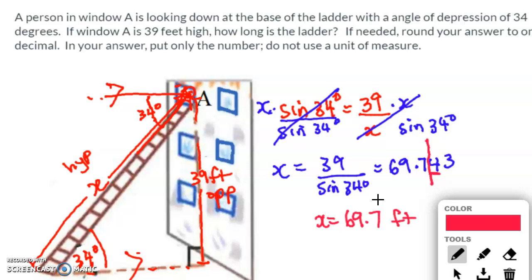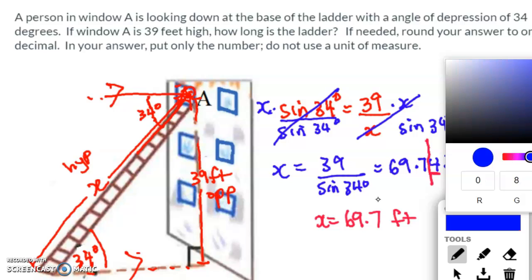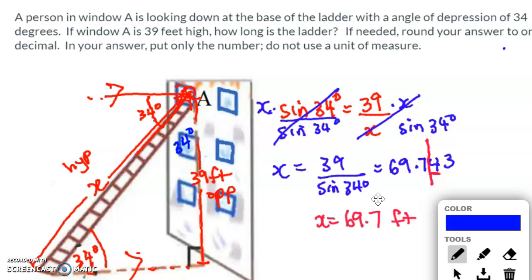However, since there was confusion about angle of depression and angle of elevation, I did accept both answers as being correct. So if some of you took this angle as 34 degrees and figured out what the ladder was, it will be a different length. But I did take that as correct as well, just because there was some confusion as to the answer key and so on and so forth. But in the future, I will not be taking them because it is a very specific answer.